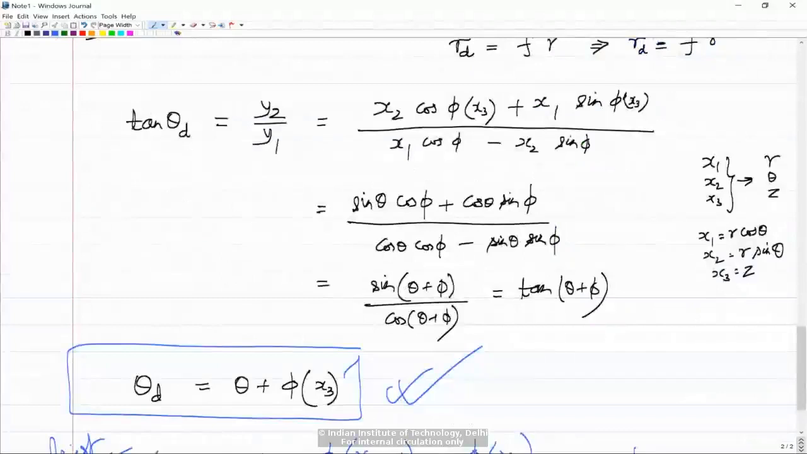Because that will denote the rotation about the axis of the tube. And as phi is a function of x3, that means the rotation is different for different cross sections. And that's what happens in case of twisting.